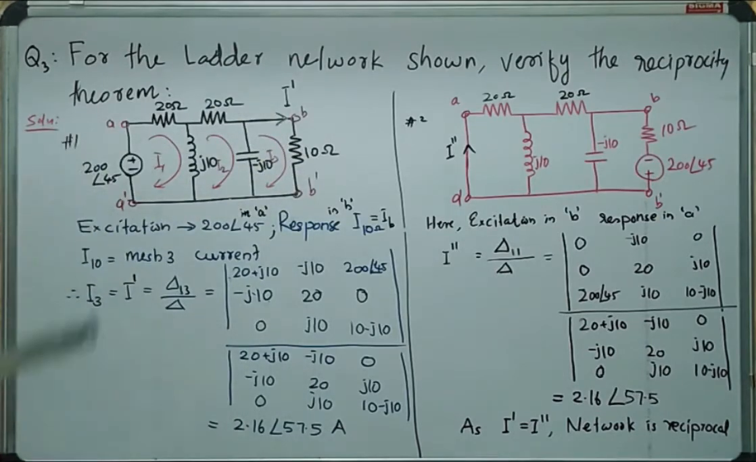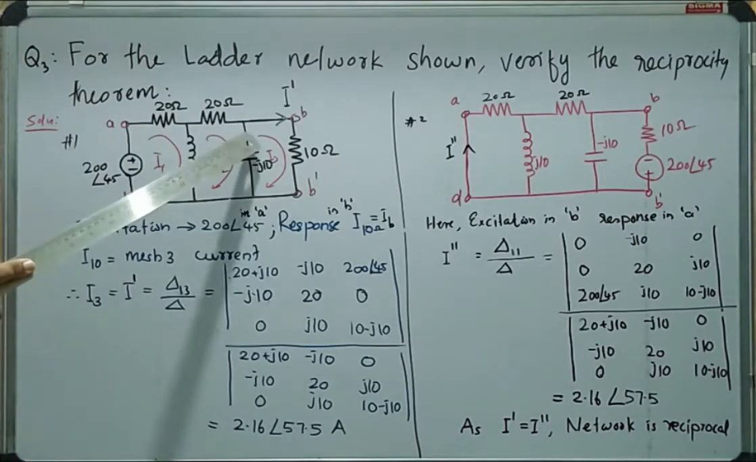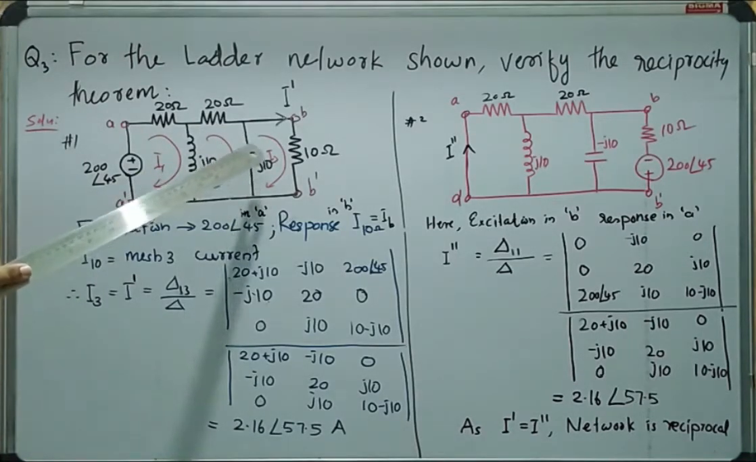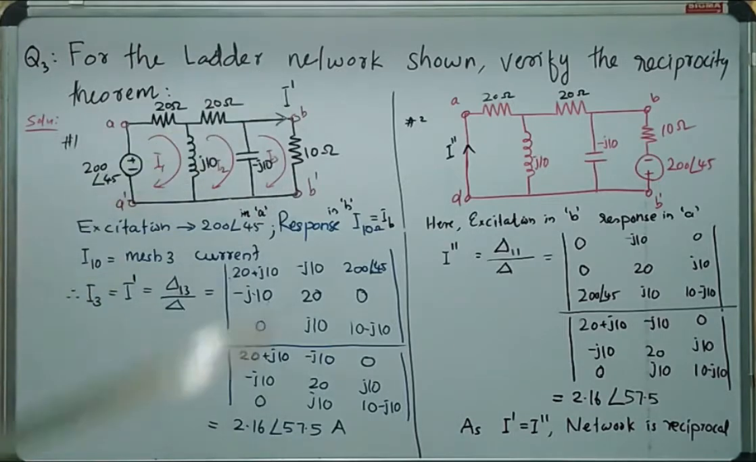This type of network is known as a ladder network. So in order to solve this type of problem, we need to consider these mesh currents. In this network, we are interested in finding the value of the mesh 3 current, that is I dash. How to find I3 or I dash? It is del 13 divided by delta.